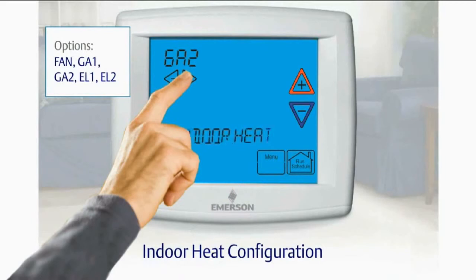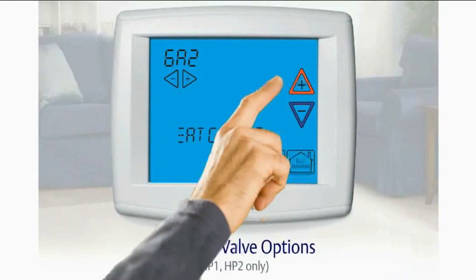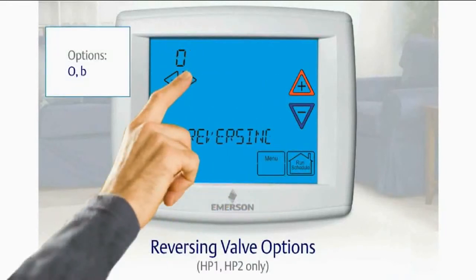This is where you choose whether it's going to be gas or a heat pump, electric. It can be single stage or multi-stage gas, single stage or multi-stage electric, or a fan coil or air handling unit. Menu item 3 is the reversing valve. Your choices are O or B.